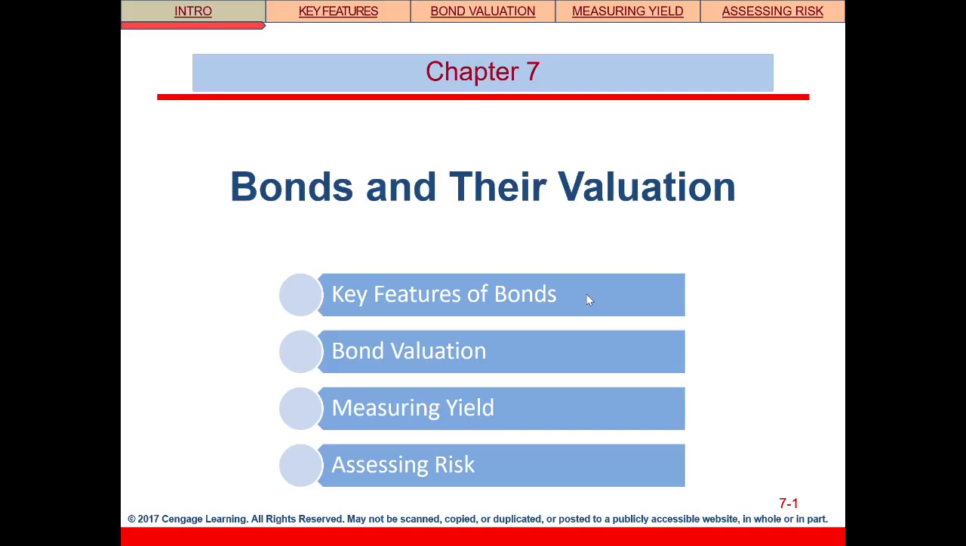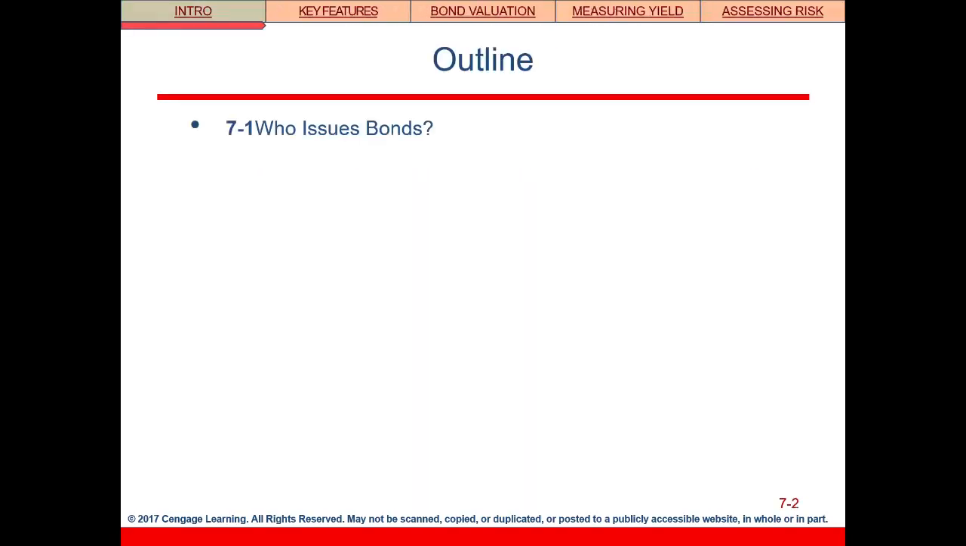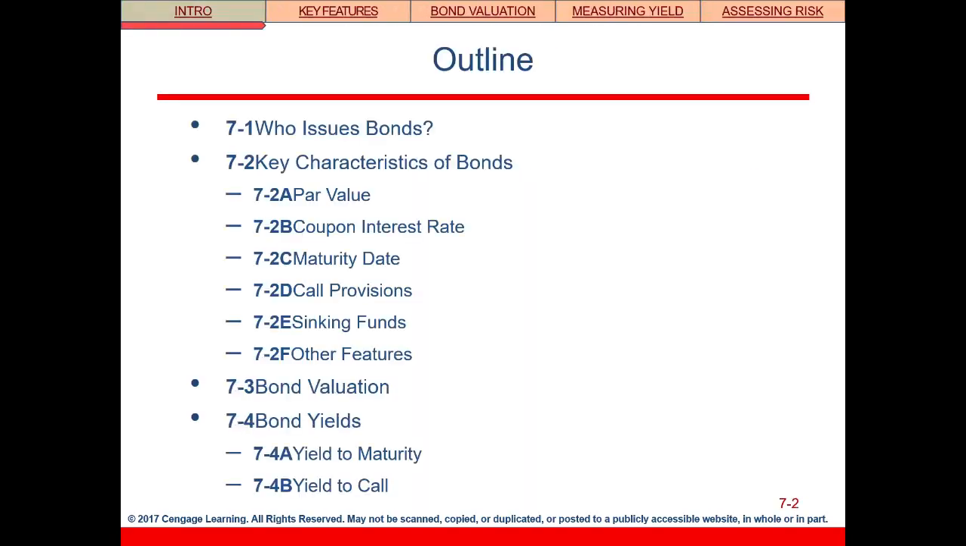Today let's continue with Chapter 7. This is our third class of Chapter 7. So in the previous two classes we discussed the key features of bonds and bond valuation as well as yield to maturity. So let's actually quickly go through what we discussed before.